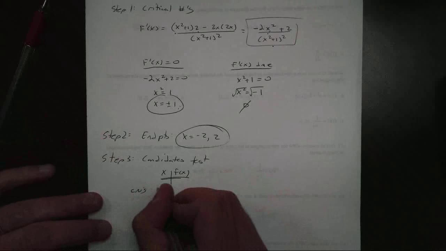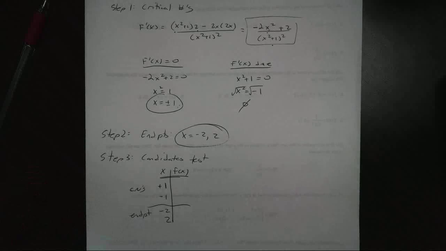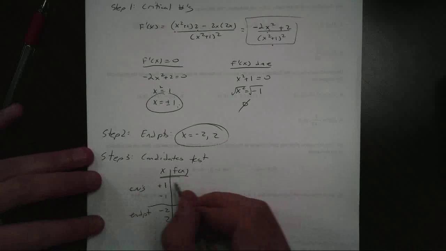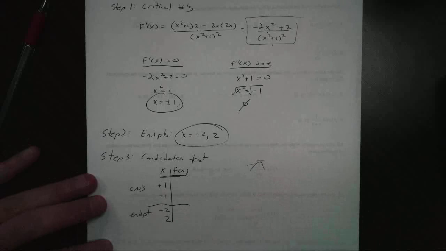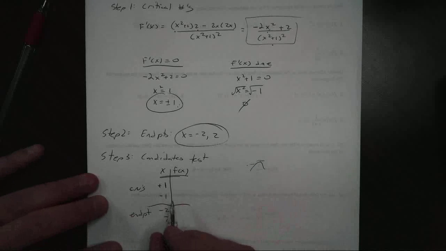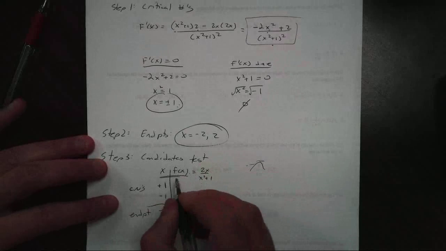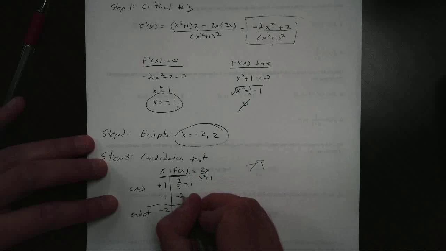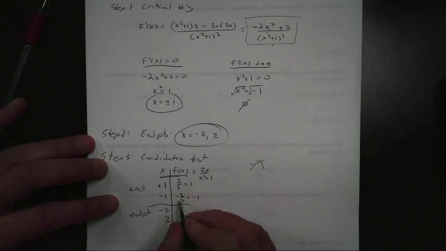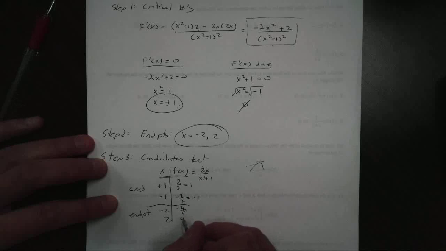Get your critical numbers on there, positive 1, negative 1. Get your endpoints on there, negative 2 and 2. So remember, a critical number is where the slope is 0 or undefined. So we know that could be a maximum right there from another video. If I plug these values into the original function, 2x over x squared plus 1, I plug in 1 and get 2 over 2, which is 1. Plug in negative 1, I get negative 2 over 2, so negative 1. If I plug in negative 2, I get negative 4 over 5. If I plug in 2, I get positive 4 over 5.